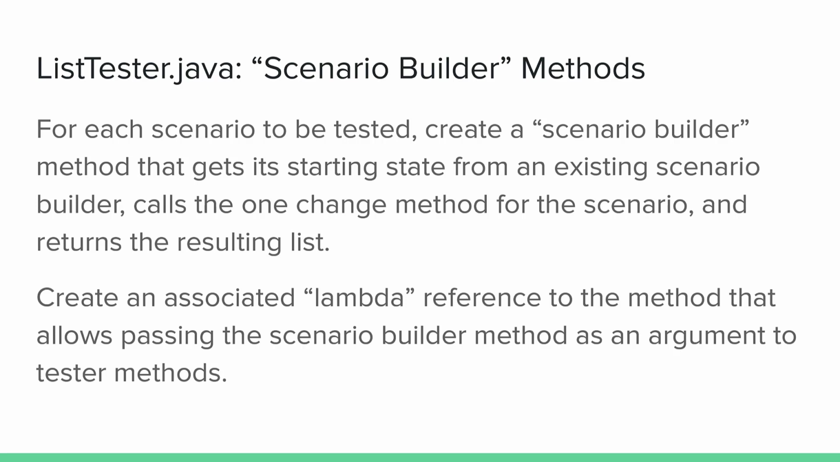It calls the one change method that is the key to that particular change scenario, and it ends up returning that resulting list. Now the way we're going to use these is we're going to pass them in as a reusable resource for all of our set of tests. So in order to pass a method to another method as an argument, we need to create what's called a lambda reference. And don't worry, you don't have to understand what that exactly means, but we need to create an associated lambda reference for each one of our scenario builder methods.